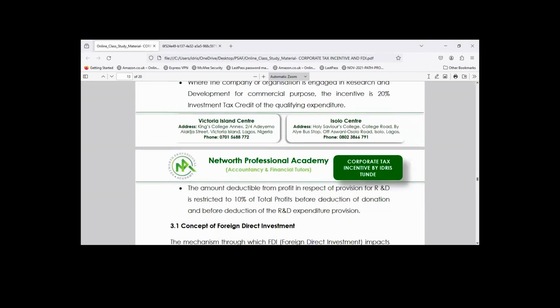Aside that, donations made to a research and development company shall be exempt. If any company makes a donation to a research and development company, such donation is exempted from tax, provided that the donation is not more than 10% of the total profit before deduction. So, donation made to a research and development company is also exempted from tax.